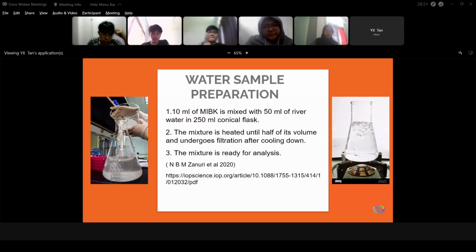Okay, on how to prepare the water sample. First, 10 ml of methyl isobutyl ketone is mixed with 50 ml of river water in a 250 ml conical flask. The mixture is heated until half of its volume remains and undergoes filtration after cooling down. Then the mixture is ready for analysis.